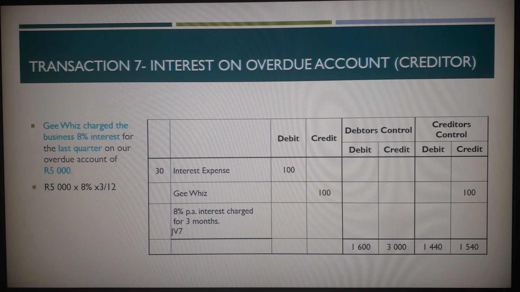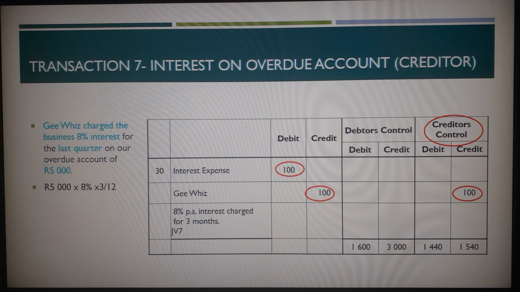That interest is an expense, and we therefore debit it. And we credit Gee Whiz because we now owe an extra 100 Rand to our creditor. We need to show the overall effect in creditors control, and that would be a credit of 100 Rand because that is what we owe to the creditor over and above the 5,000 Rand.